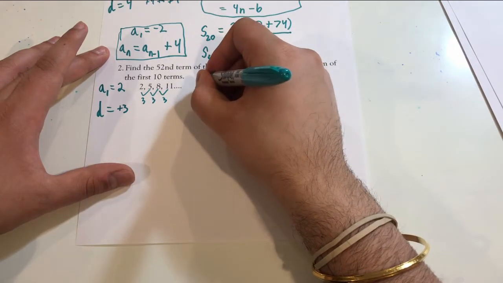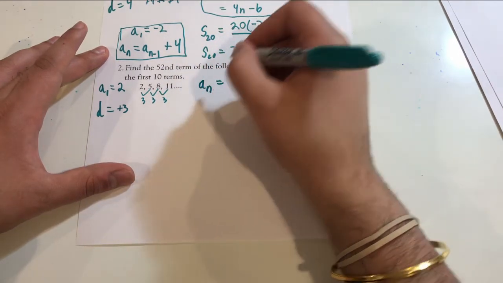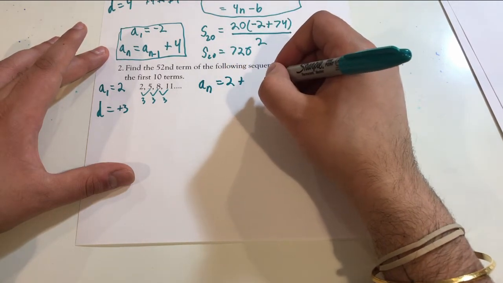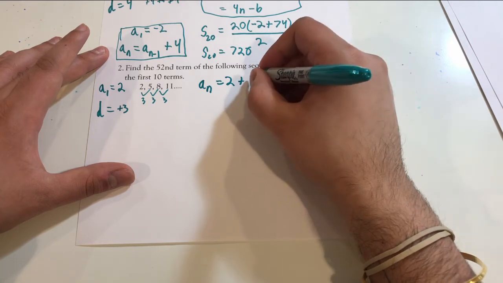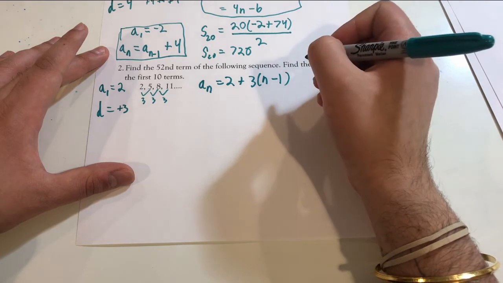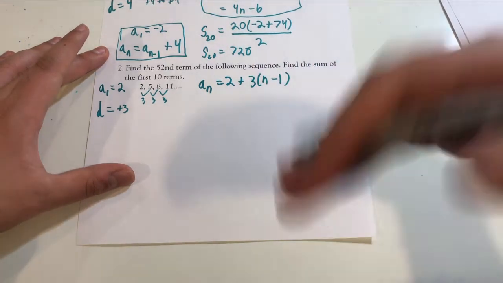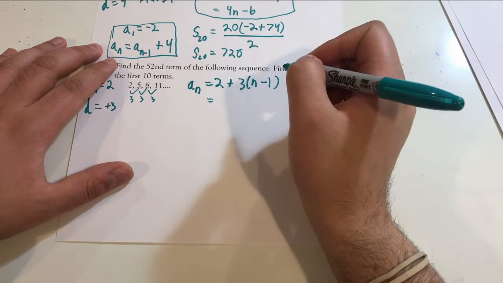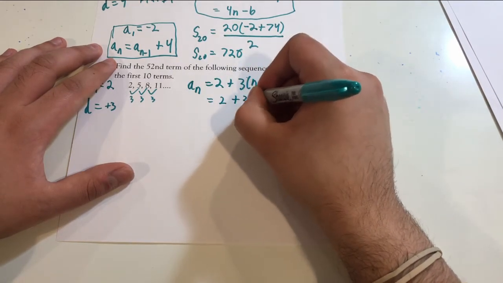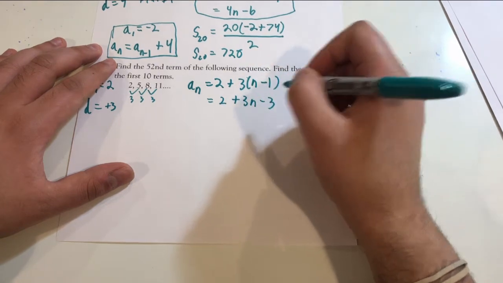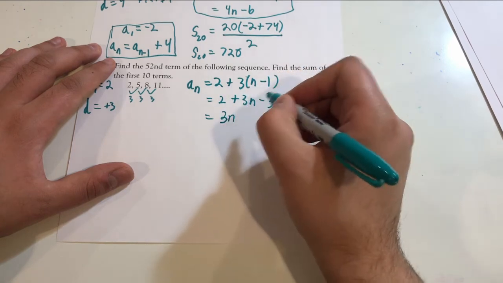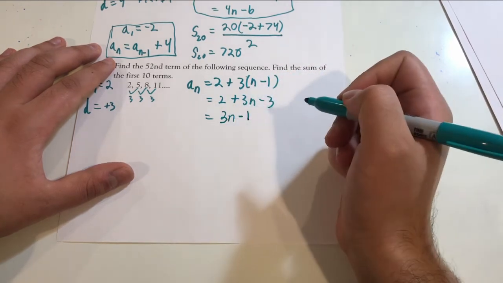Great. Now we just, a sub n equals, what is the first term? 2 plus the common difference, which is 3 times n minus 1. Okay, now I'm going to simplify it. It's a habit you might want to get into, just recognizing you can change an equation this way. And then I end up with, after combining like terms, 3n minus 1.